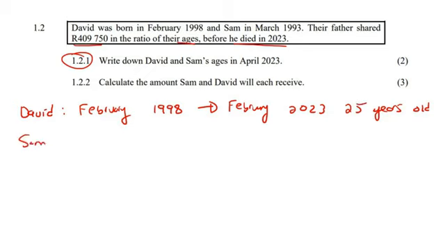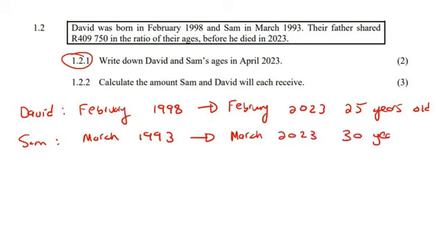Now, Sam was born in March 1993. That's actually my birth year. So 1993, and if we go to March of 2023, that would be 30 years old. Now, if it's April, that person's already had their birthday, so we don't have to worry about whether they've had their birthday or not, because it's already April. So that is how old these guys are.